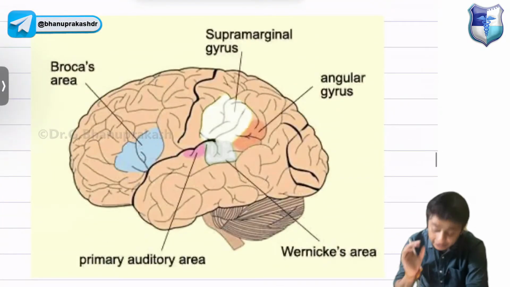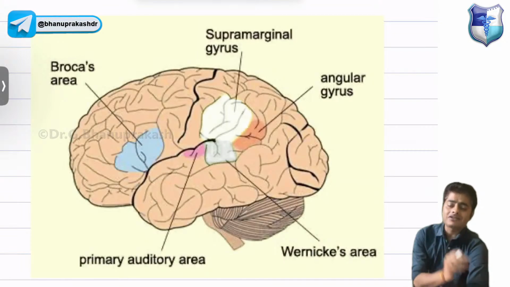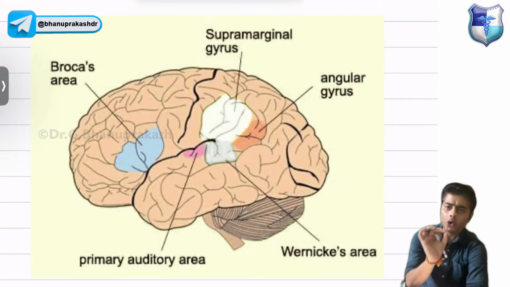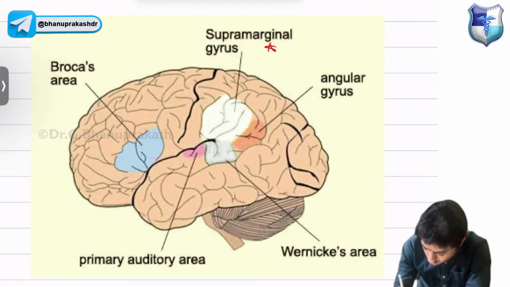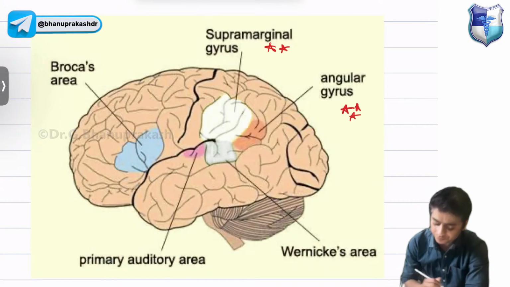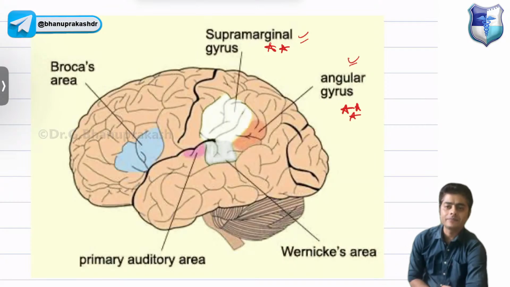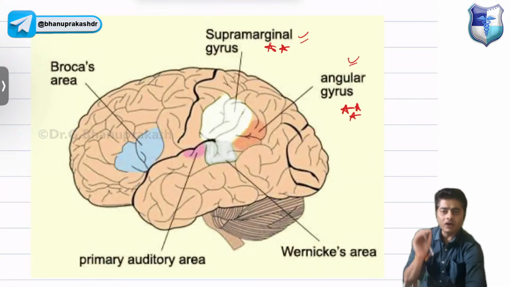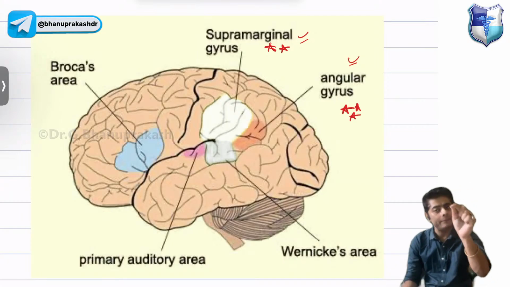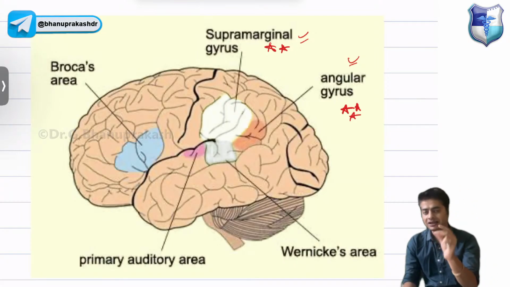Now, in the parietal lobe, see this diagram. In the parietal lobe, two important structures are present. This is your supramarginal gyrus, and this is your angular gyrus. Now we will study the functions of the supramarginal and angular gyrus, because these two structures are damaged in Alzheimer disease.